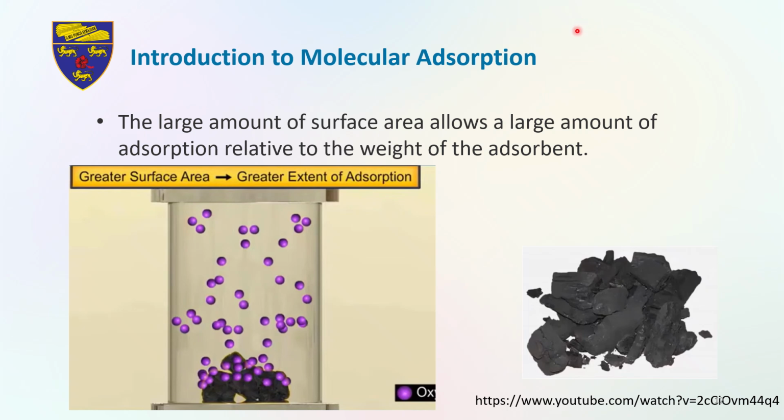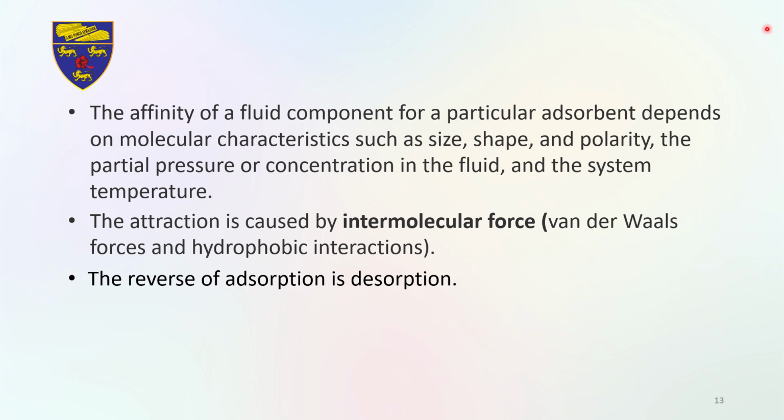The effectiveness of the adsorbent is largely tied to its surface area. A larger surface area relative to the weight of the adsorbent allows for a much greater extent of adsorption. What holds the adsorbate to the surface? The attraction is caused by intermolecular forces such as van der Waals forces or hydrophobic interactions. This affinity depends on the molecular size, shape, polarity, and the system temperature as well as the pressure.